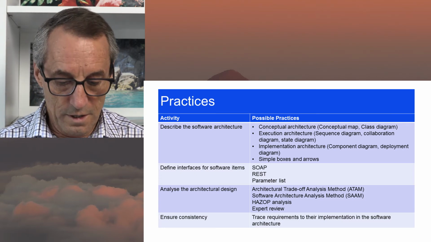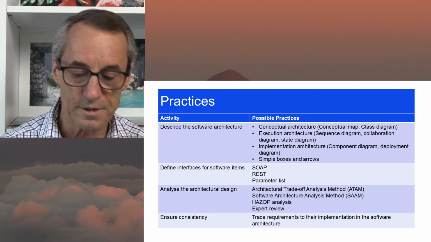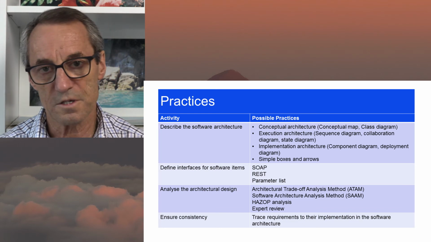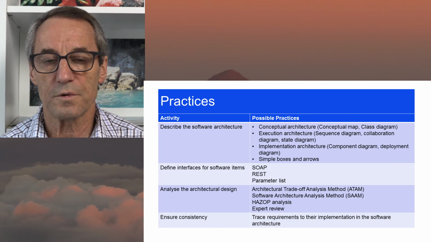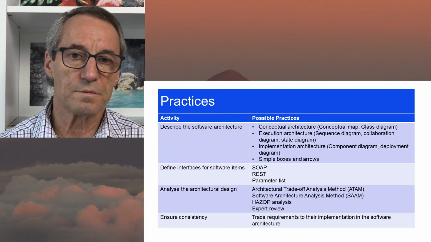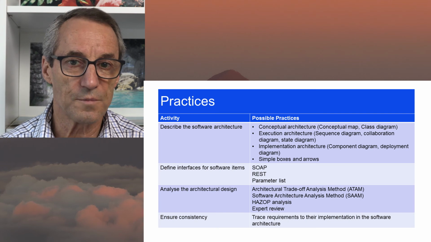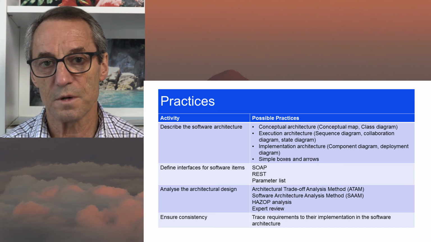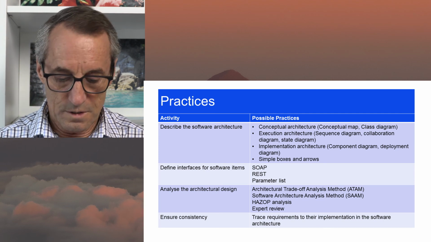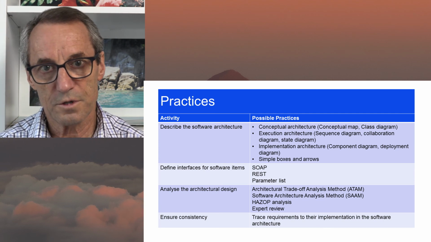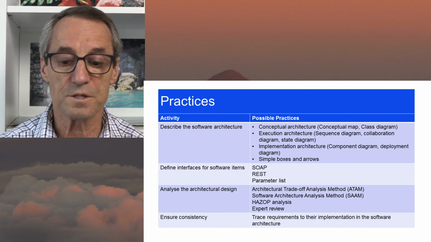Analyze the architecture design. You've got architecture trade-off analysis method, you've got software architecture analysis method, you've got a HAZOP analysis, and you have peer review. There are different ways you can analyze the software architecture design, and I won't argue that any one is better than the other. It's up to the organization to decide which ones they want to do. Ensure consistency. Usually this is some sort of trace between the implementation of the software architecture and its requirements.